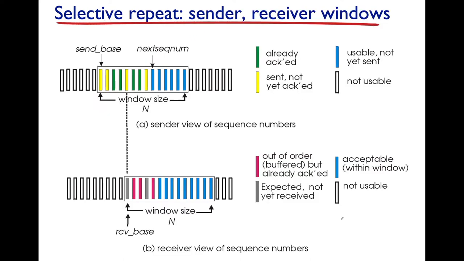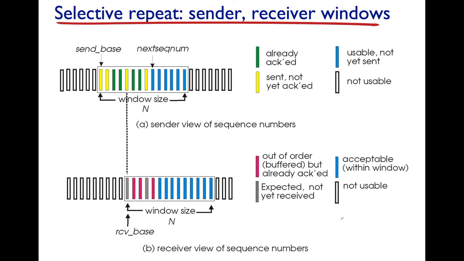Okay, so this is a diagram of the window in the sender up top and the window in the receiver down below. Now, of course, we have the send base, and the window is of size n, and we have next sequence num. Next sequence number is the available or usable but not yet sent sequence numbers. And we see that the yellow rectangles, those slivers, are the sent yet not yet acknowledged sequence numbers.